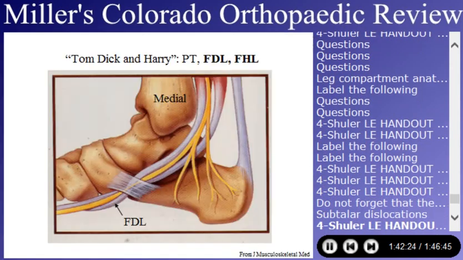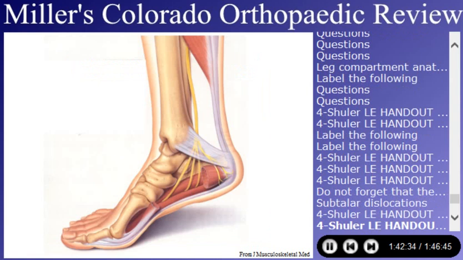Tom, Dick, and Harry on the medial side. This diagram is particularly important. If you follow really how the FDL and FHL cross, the master knot of Henry here, they actually cross at that knot. Can be a key testable item.